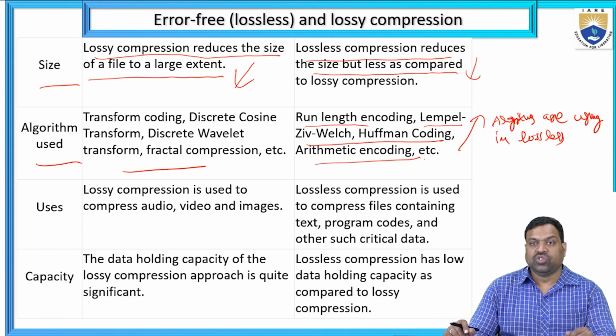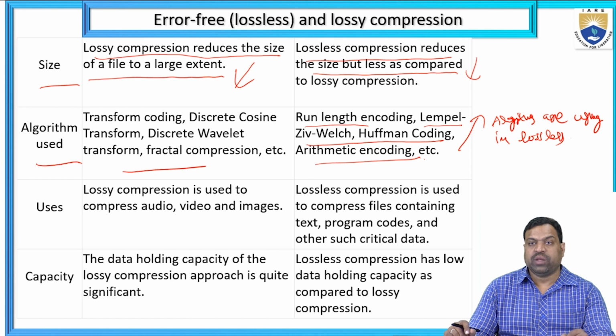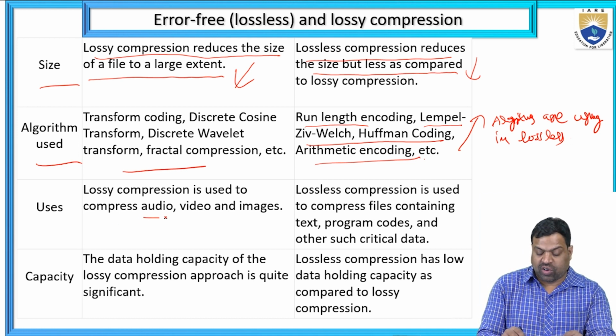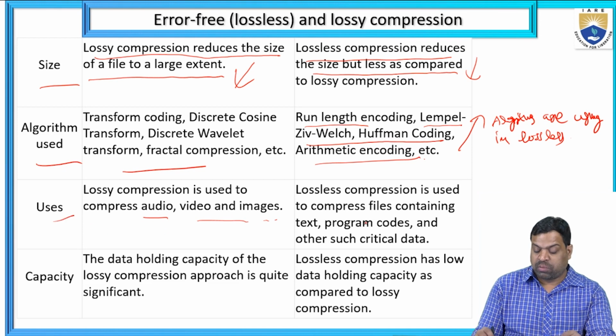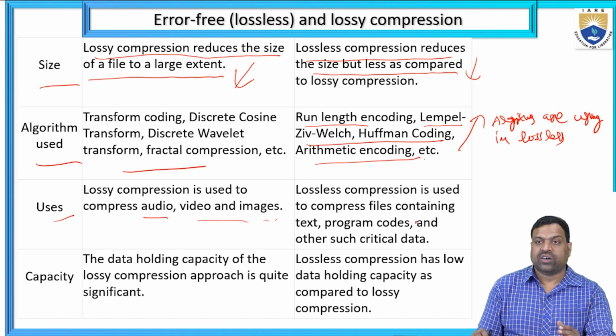And what about the uses? Lossy compression is used to compress audio, video and images. When we are going for audio, video and image applications, these uses are there. But when we are using lossless, it is for files, data files or programming files. These programming files will be compressed. These are text, program code and other such critical data. That is called lossless compression.